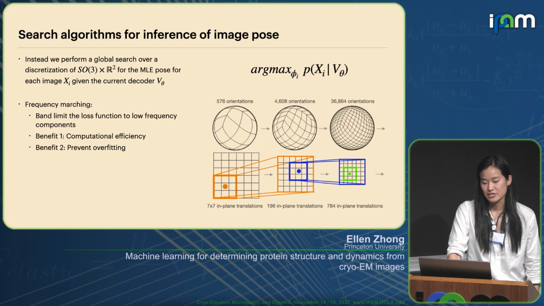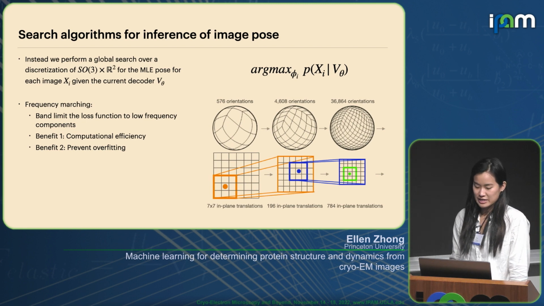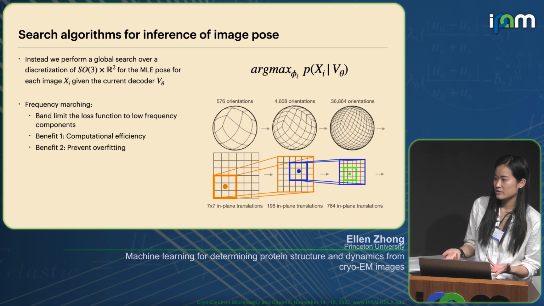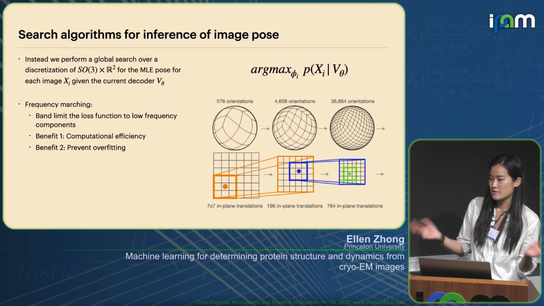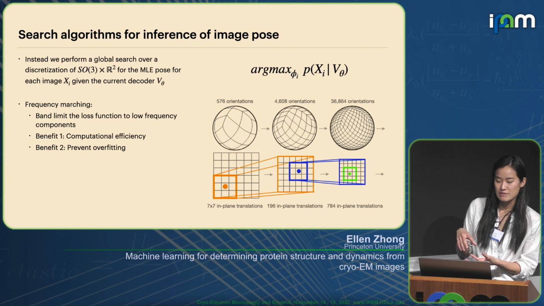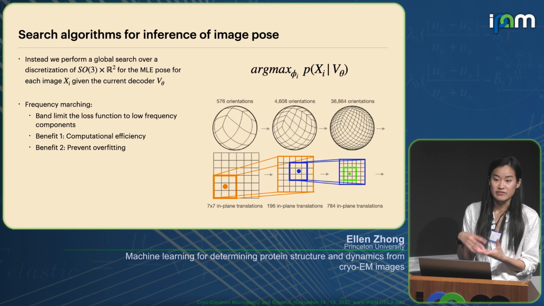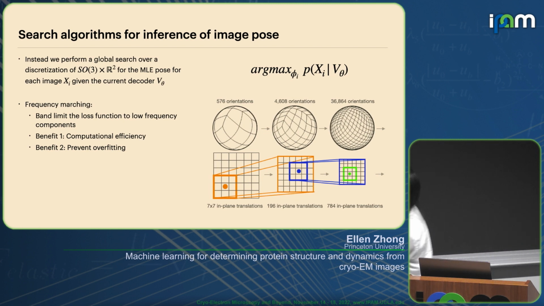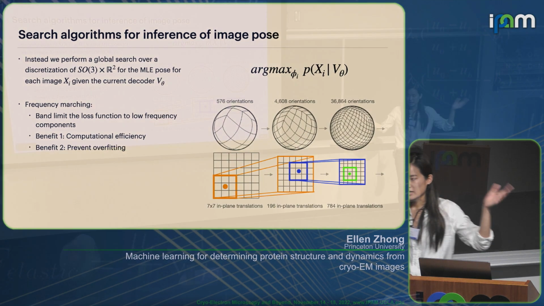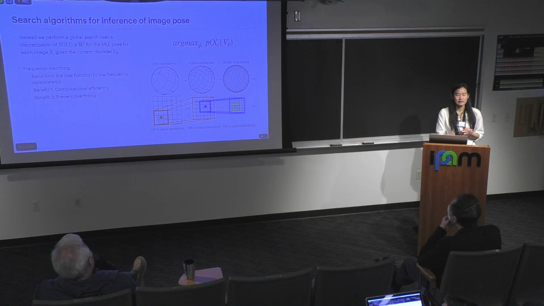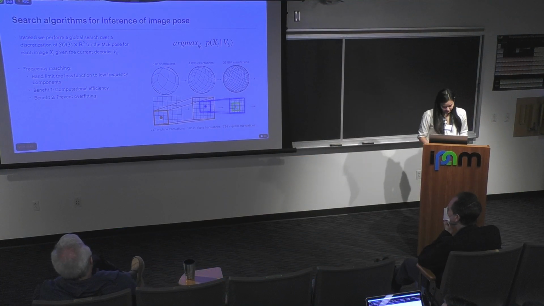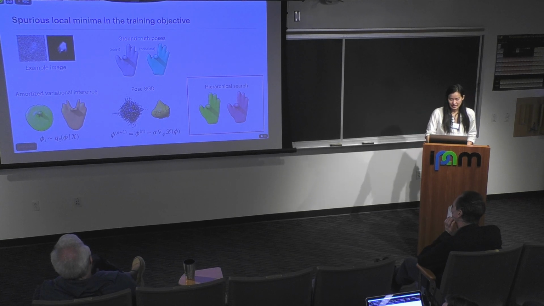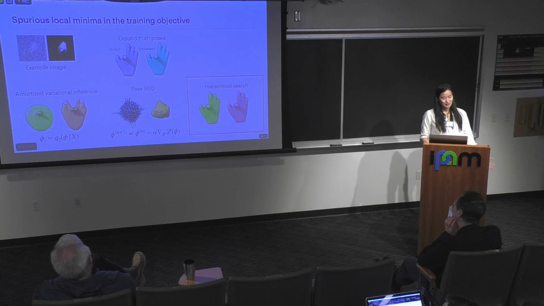The second is frequency marching. We start by band limiting our loss function to low frequency components. There are two benefits of this. One is computational efficiency, so we don't have to render the whole image. We can just render the low frequency components of the image. And this also prevents overfitting, because especially at the coarser resolutions of our search grid, there's no way we're going to be aligning the high resolution details anyway. And so with the hierarchical search procedure, we can recover the correct hand cryo-EM structure.